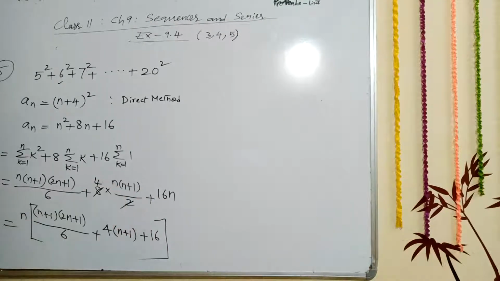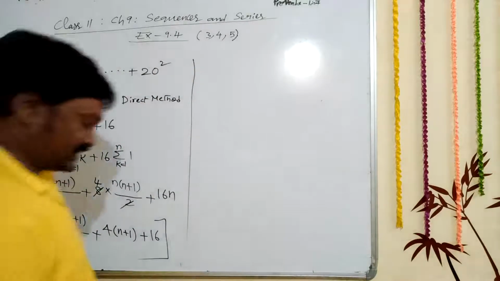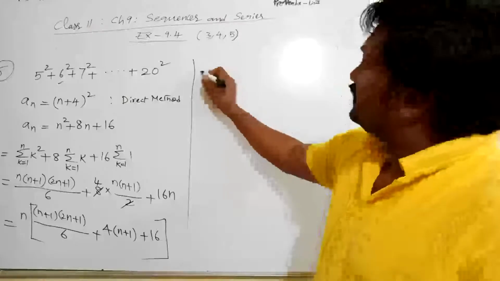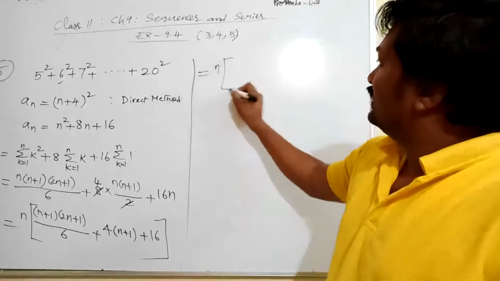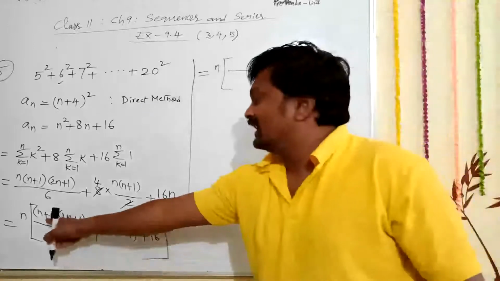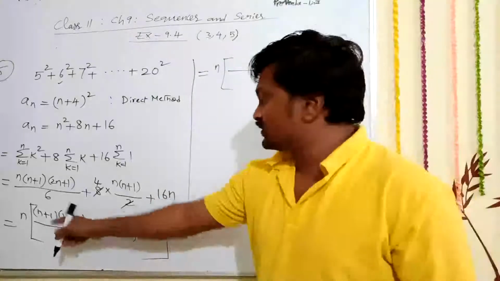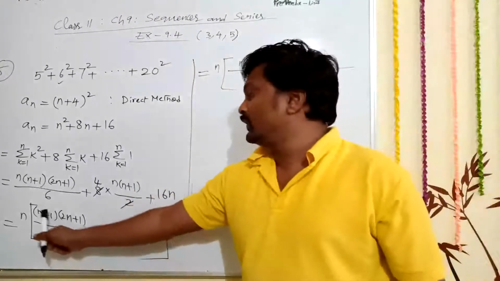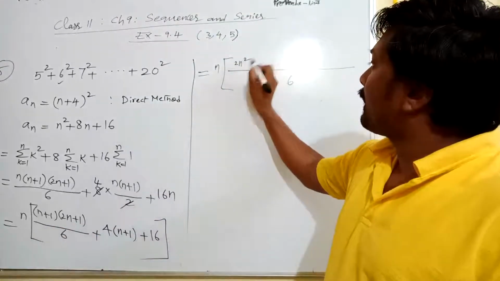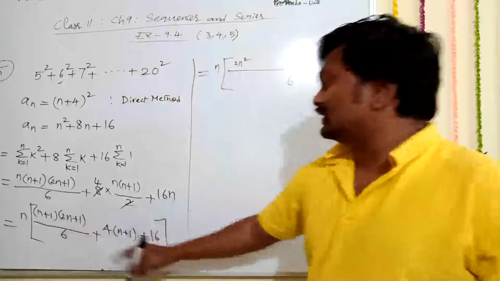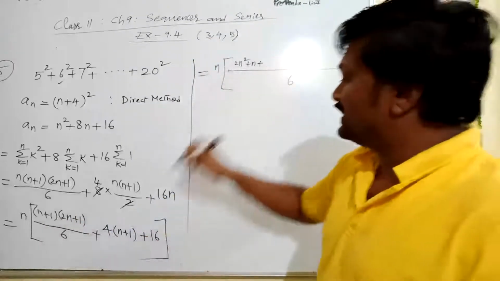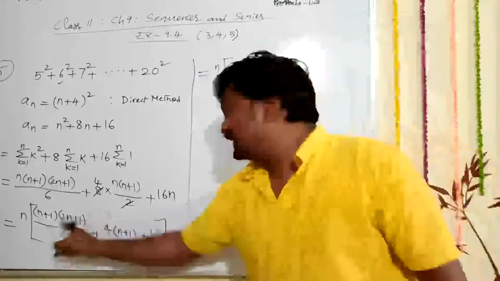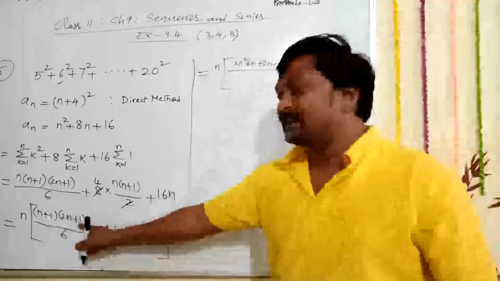So I want to take the LCM as 6. What are the possibilities to do that? If you take LCM as 6, then n times (n+1)(2n+1), with the other terms as it is. If you want to simplify: 2n into n is 2n², then n into 1 is n, then 1 into 2n is 2n, then 1 into 1 is 1. So this part is finished.